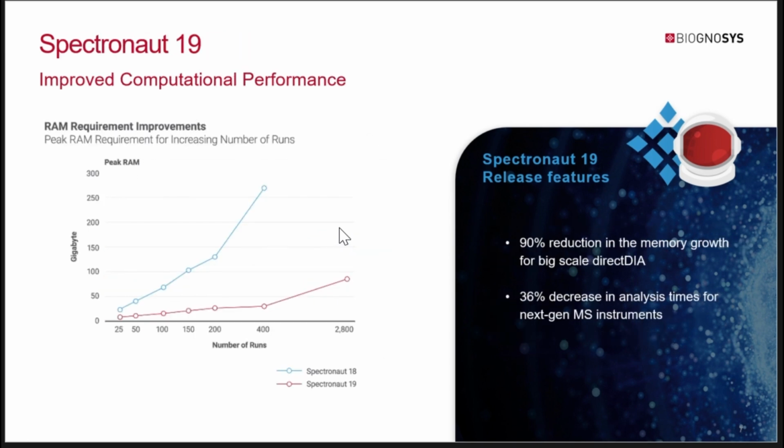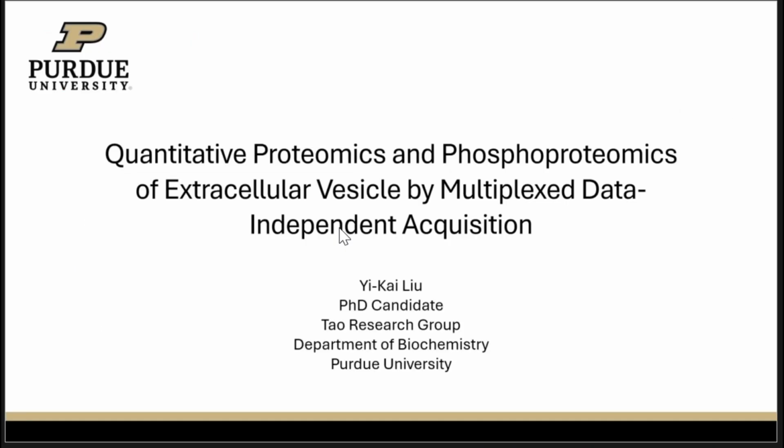But we're not only working on performance in the idea of improving the numbers that we see, but also improving our computer utilization. As the data size is growing, we know that we have to be able to analyze it faster. And you can see we see about a 90% reduction in the amount of memory that we need to use for large-scale analysis. And with that, I'd like to introduce our first speaker, Ikai Liu from Purdue.